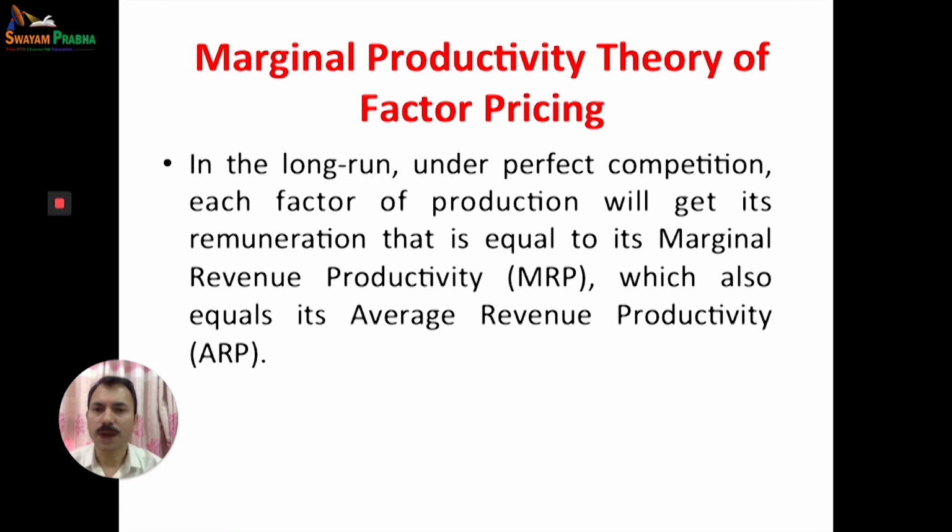Now, in the marginal productivity theory, in the long run under perfect competition, each factor of production will get remuneration equal to marginal revenue productivity, MRP. Marginal revenue product, the price of that product, is also equal to average revenue product, because per unit revenue is equal to per unit price of that product.